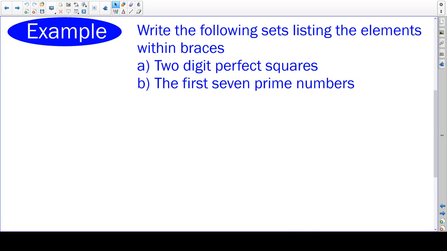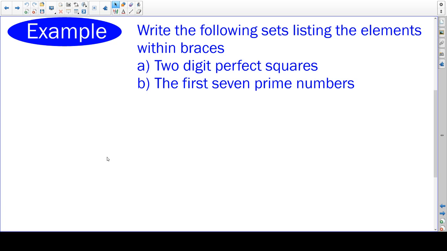Okay. There were some examples we missed in the first video, so we're just going to touch on them right now. It's the same stuff, it's just a couple examples that go along with it. So here we go. Write the following sets listing the elements within braces.